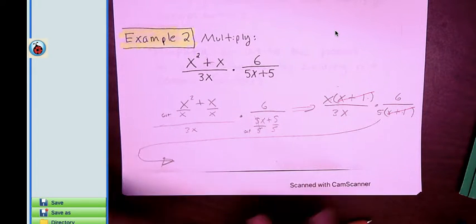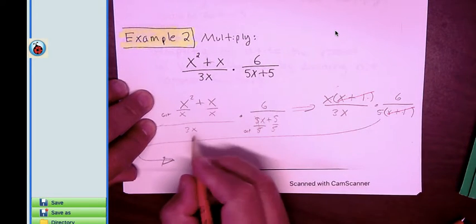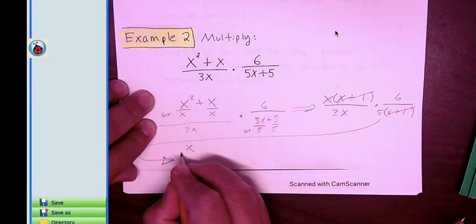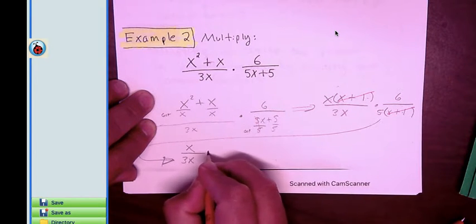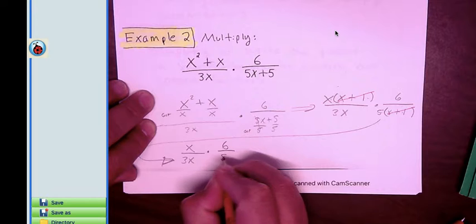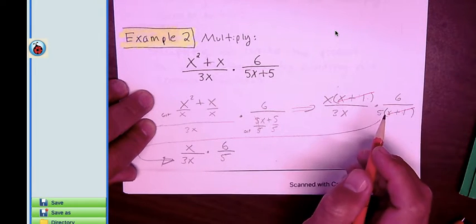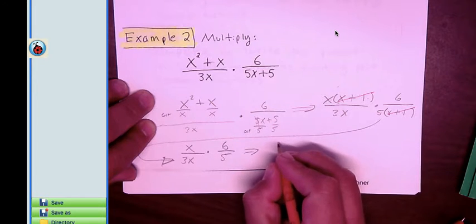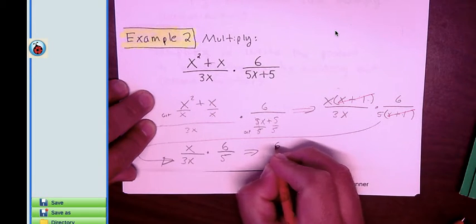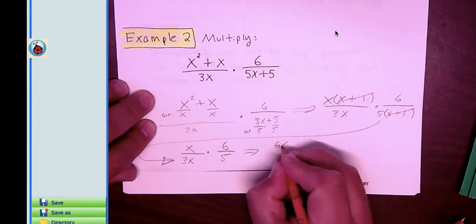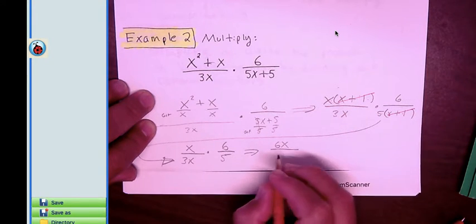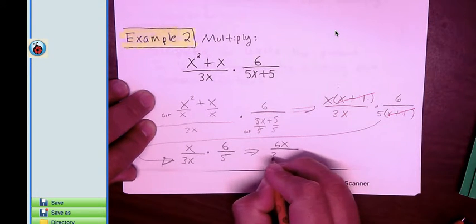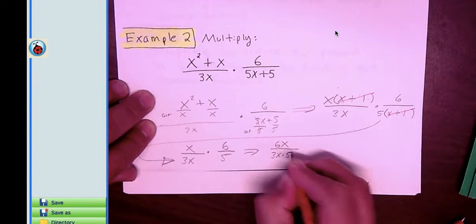All right, I'm going to rewrite it. I'm not going to do the 6 and the 3 yet. So I'm going to do x over 3x times 6 over 5, right? We got rid of that. So if I put it together, 6 times x is 3x times 5, right? I'm going to do it this way now.